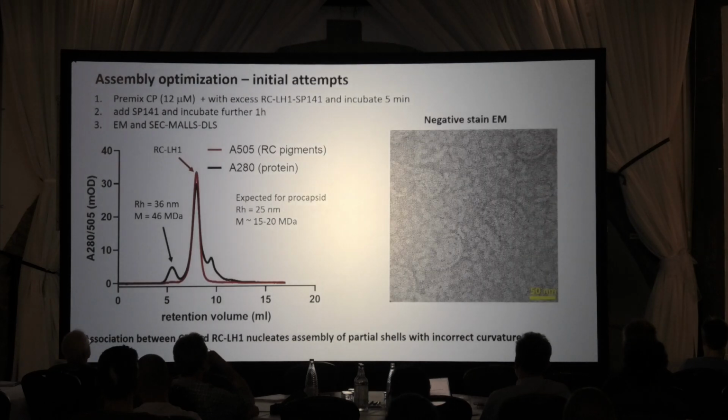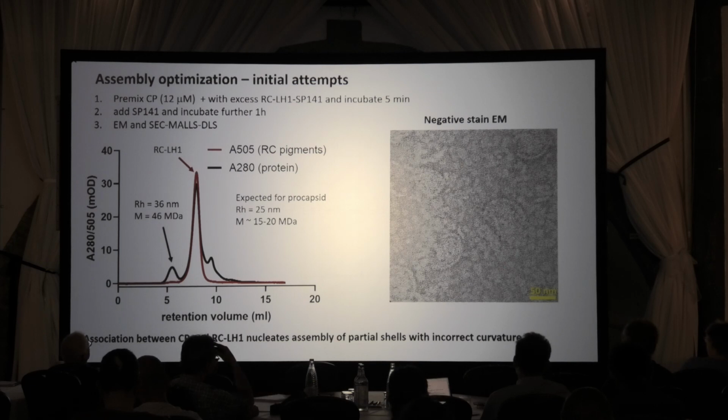So the first attempt was not so successful. We got some free coat, some shells here, but they were not actually shells, they were quite larger. You could see that they were fragmented, but lots of this is unpurified stuff. So lots of aggregates of the reaction centers, coat protein, and some partial shells.